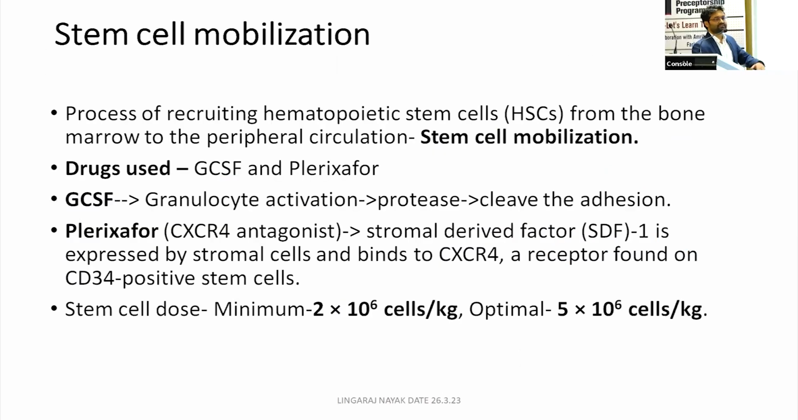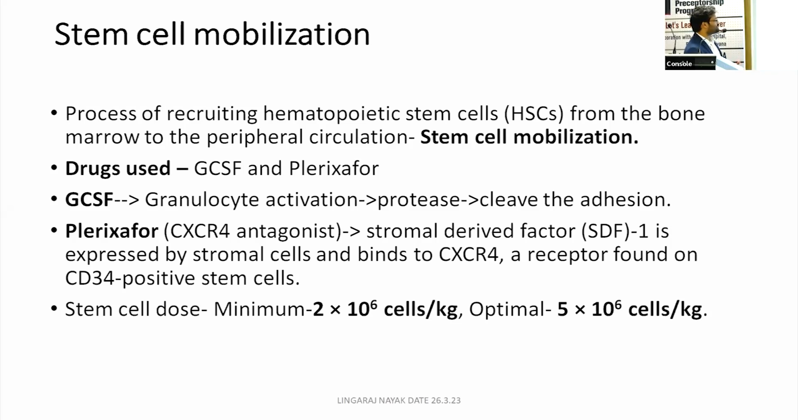Mobilization is recruiting stem cells from the marrow to the peripheral blood. So what drugs are used? GCSF and Plerixafor. Two drugs are used to mobilize those stem cells. How do they act? Very interesting mechanism. There is no GCSF receptor on the stem cells, right? So what GCSF does is activate the neutrophils, there are proteases, and they break those bindings between stem cells and stromal cells. That's how the stem cells come into the circulation.